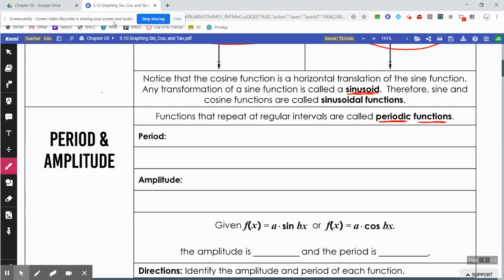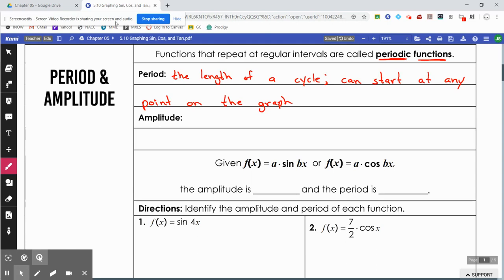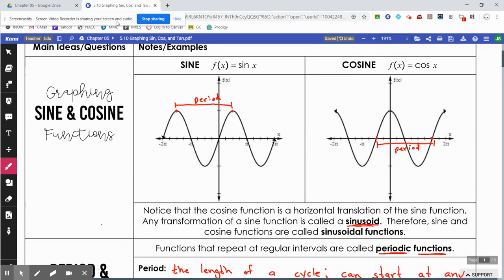Now, let's define a couple of words here. First one being period. The period of a function is the length of a cycle. And this period again can start at any point on the graph. Let's scroll back up and look at our sine and cosine functions and talk about what a period looks like. Notice that one complete cycle, if you start here at the top, it goes down, comes back up to the top. Then it would go through the exact same thing again. The distance from one point there to another point of that cycle, one complete cycle, is called the period.